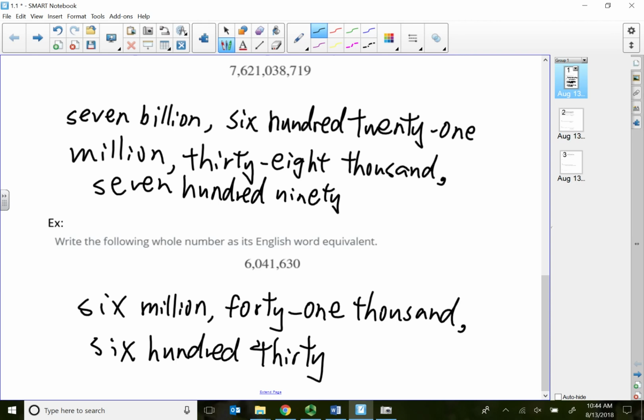Okay. A lot of times people use the word "and" a lot when they speak numbers. The word "and" is only used where the decimal is located. So anything to the left side of the decimal, we cannot use the word "and." This is a bad habit that people actually have. So make sure you're not reading this as "six hundred and thirty." There's no such thing as that. It's six hundred thirty. All right, that will conclude this quick video on writing a whole number as its English word equivalent.